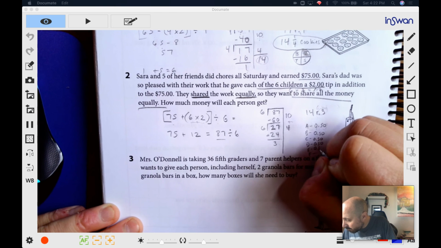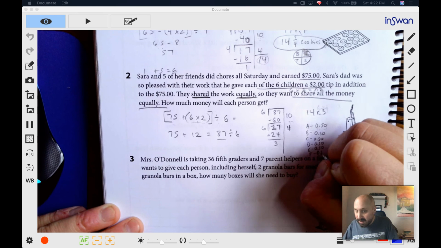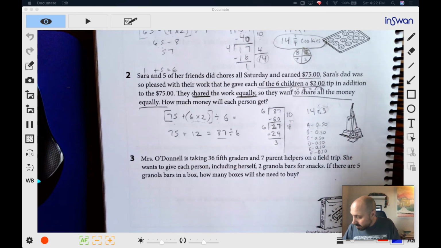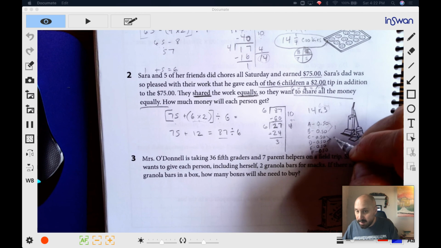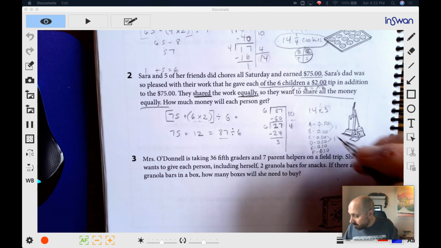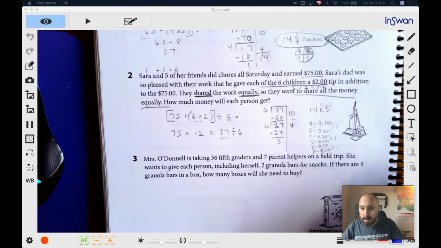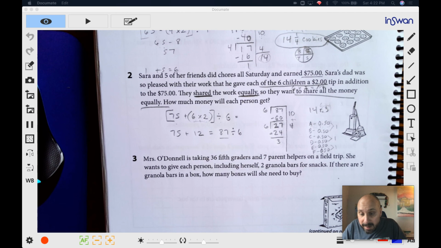Well, that means 2 friends. If each friend got 50 cents, if we took 2 friends, that's $1. Another 2 friends, that's another dollar. And then the last 2 friends total, that's another dollar. There's $3 total right there. So if we half the $3 between 6 kids, each kid would get 50 cents.